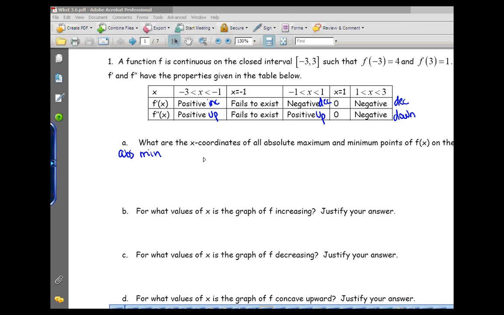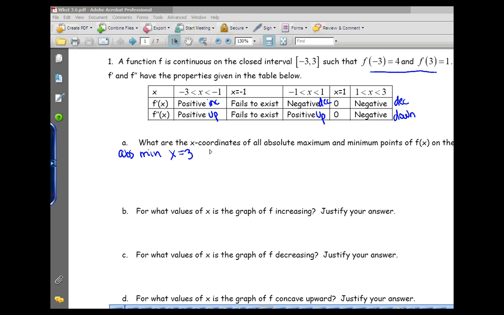So do I know the y values of my endpoints? Yes. So at what x value does my absolute minimum occur? X equals 3, right, because it asks for the x value. So the absolute min is at x equal 3. Now, your justification for this, and you pretty much always have to justify all of these answers, is I need to summarize what we just talked about.